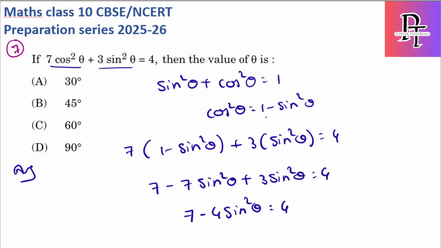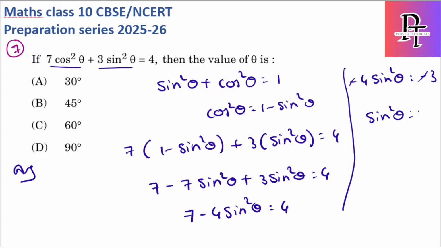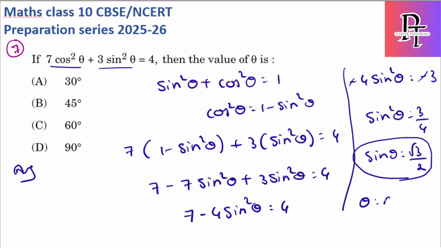Okay, let me check the steps again. Cos square theta is 1 minus sin square theta, plus 3 sin square equal to 4. So 7 minus 7 sin square theta plus 3 sin square equal to 4. So 7 minus 4 sin square equal to 4. So this becomes minus 4 sin square theta is equal to 4 minus 7, which is minus 3. So minus minus is cancelled out, and we get sin square theta equal to 3 by 4. So sin theta will be root of 3 by 4, meaning root 3 by 2. Sin theta is root 3 by 2 at which angle? The angle theta is 60 degrees.